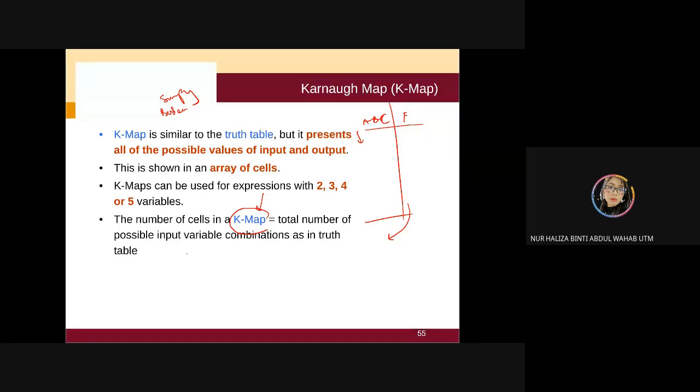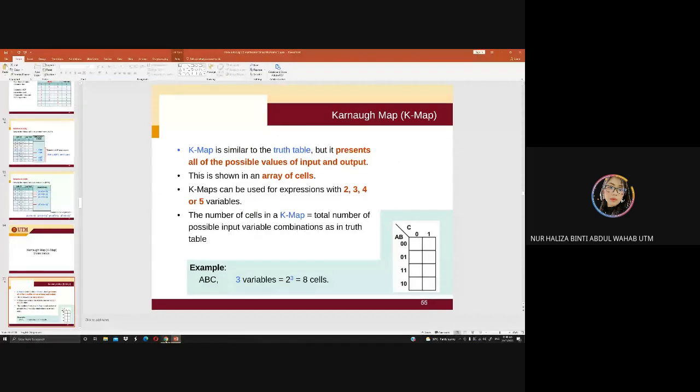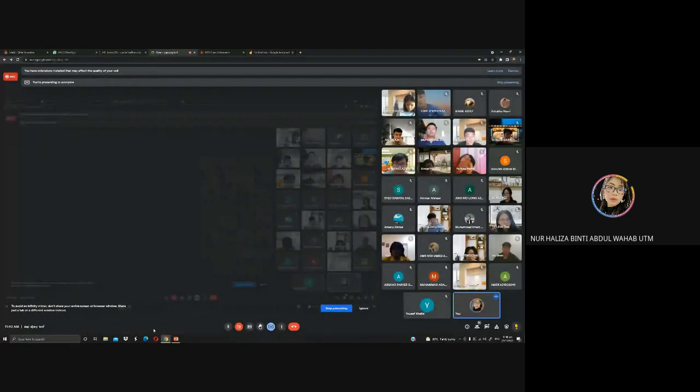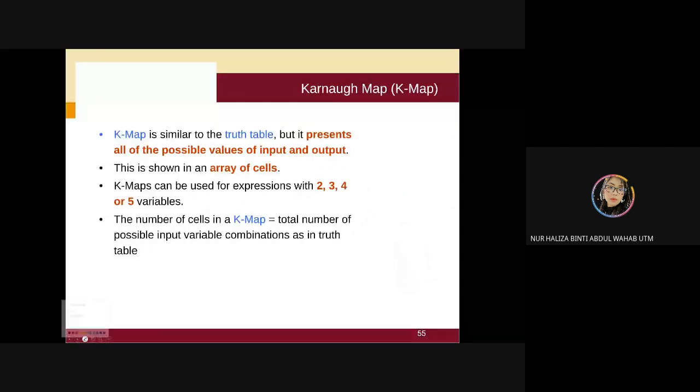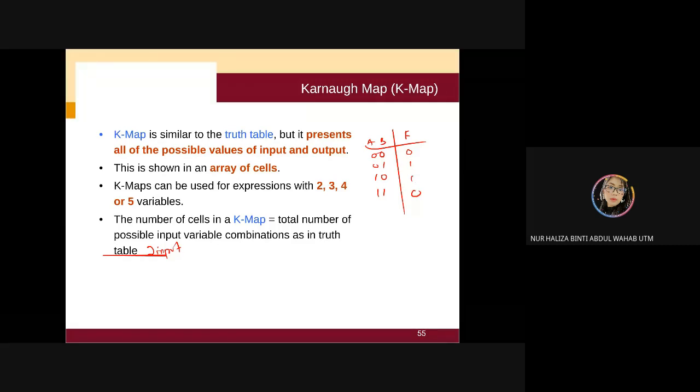Okay, so this is an example. If you have two inputs, normally you're going to have A, B, 0, 0, 0, 1, 1, 0, 1, 1. This is your normal truth table, and this is your output. Let's say you have 1, 0, 1, 0, 0, 1, 1, 0. Okay, this is your normal truth table.